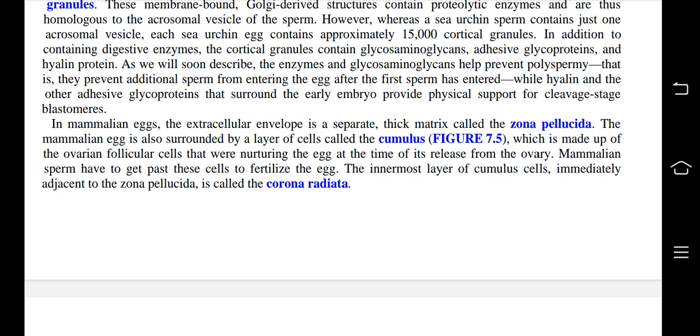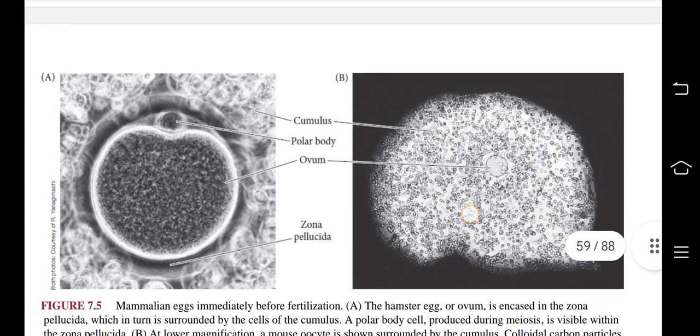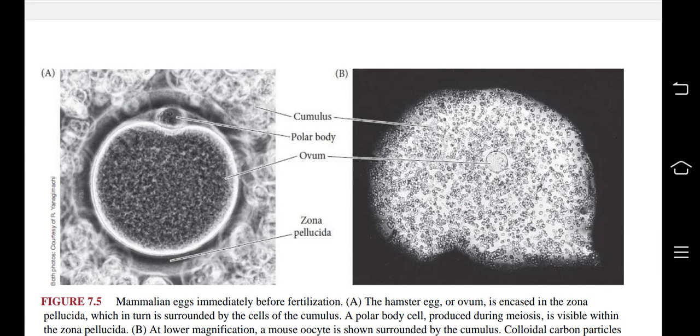The mammalian egg is also surrounded by a layer of cells called the cumulus, which is made up of the ovarian follicular cells that were nurturing the egg at the time of its release from the ovary. So mammalian sperm have to get past these cells to fertilize the egg. The innermost layer of cumulus cells immediately adjacent to the zona pellucida is called the corona radiata. So cumulus, polar body, ovum, zona pellucida.